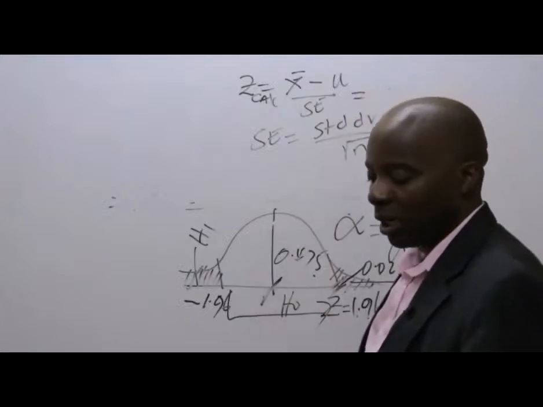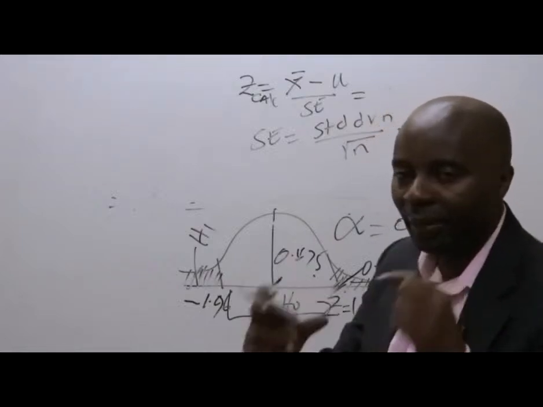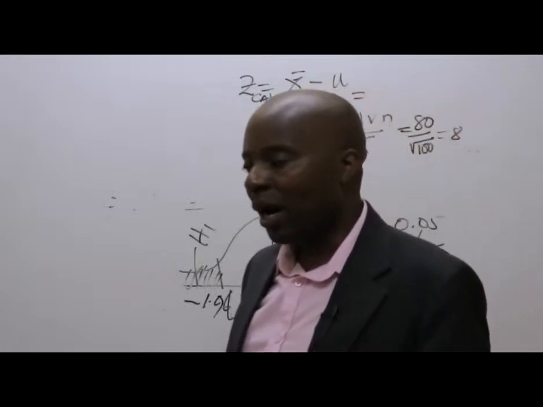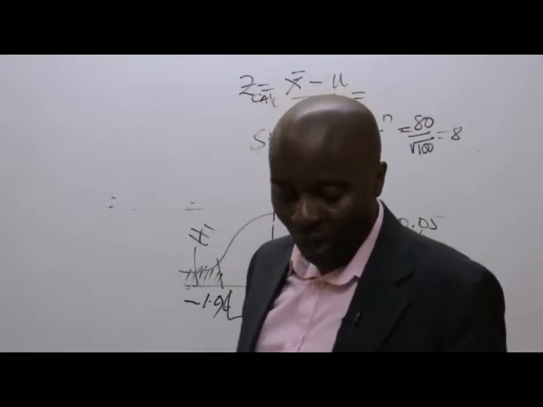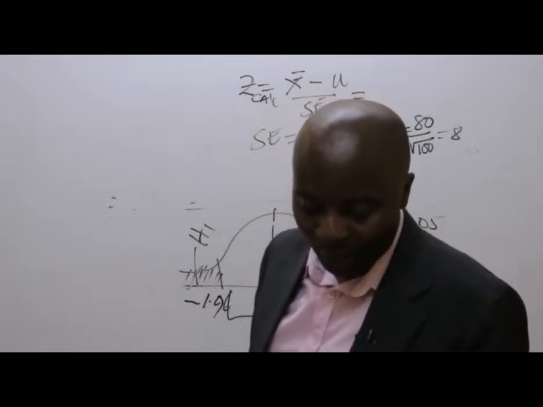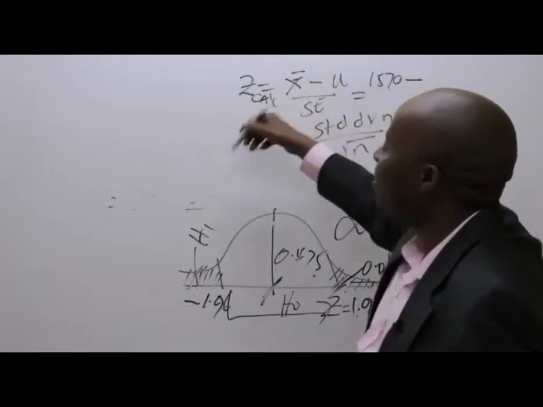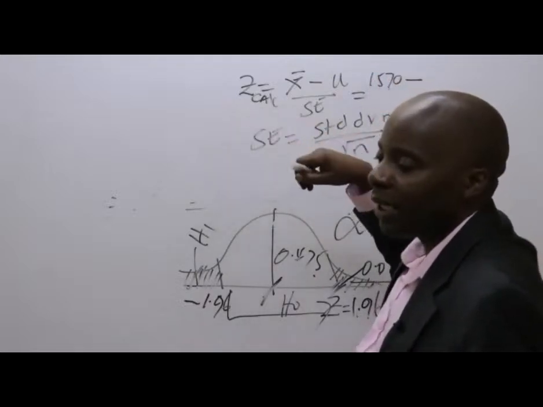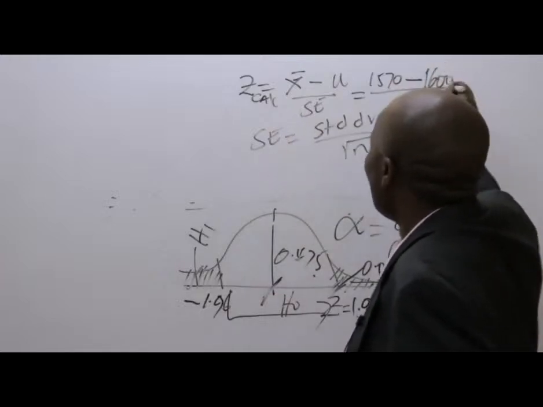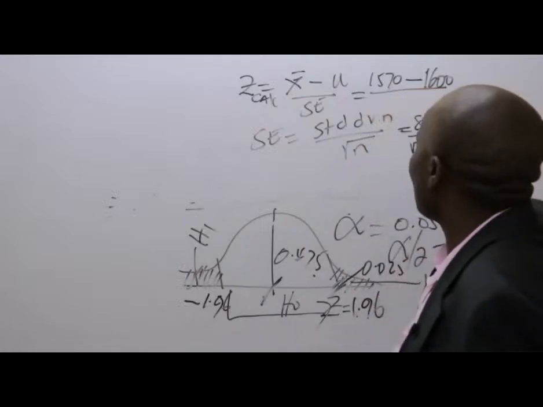So X bar, what is our X bar? Remember, X bar is the sample mean. Please write somewhere that X bar is the sample mean. Our X bar, the one that we sampled, is 1570. So we have 1570 minus mu, the population mean being tested, which is 1600, all over the standard error that you got correctly, which is 8.